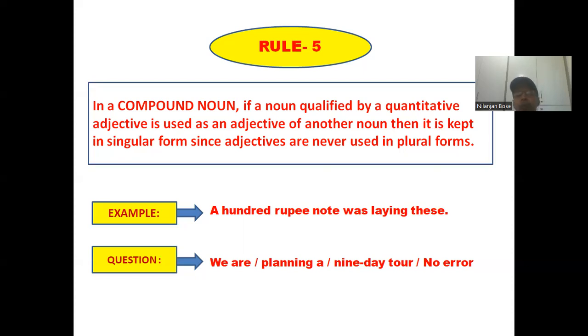So the question is that we are planning a 9-day tour. We are planning what? A 9-day tour. What kind of tour? How many days is it? 9 days. So in that particular case, it should not take the plural form. It is never used in the plural form. That's why it is written that we are planning a 9-day tour. So the correct answer will be no error once again.